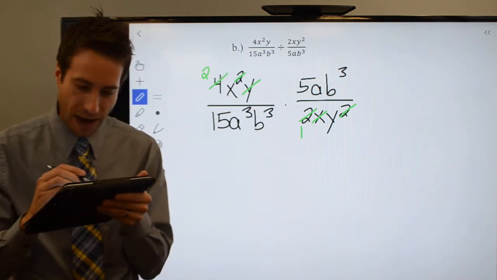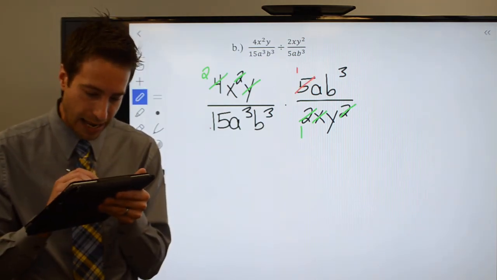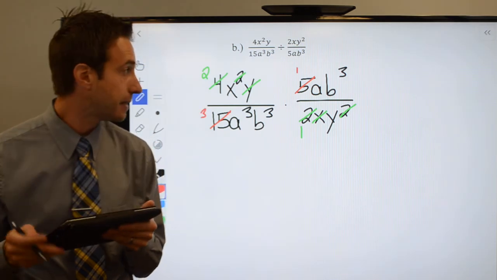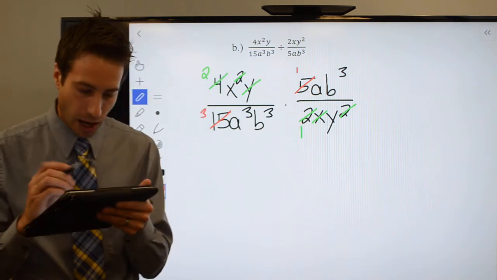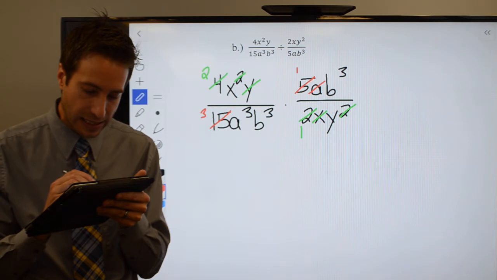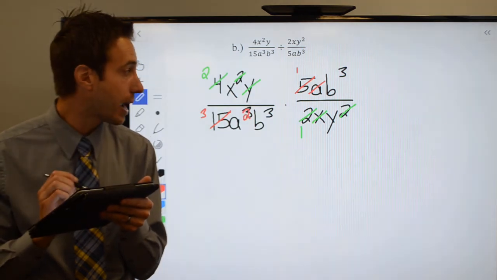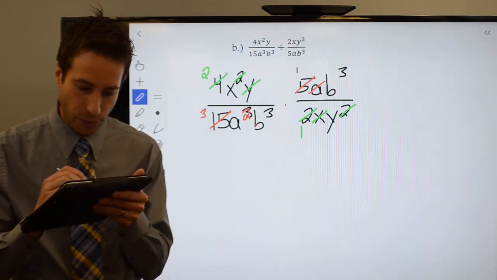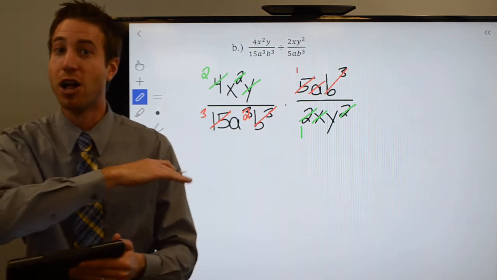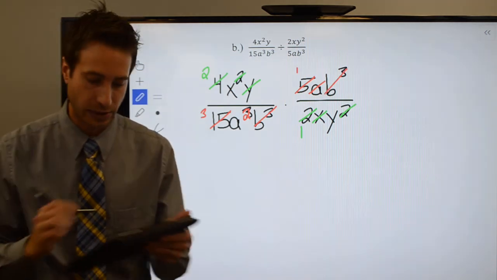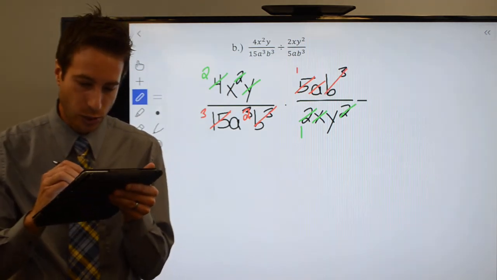15 and 5. Well, the 5 will cancel, leaving me with a 1 and a 3 for that 15. That a in the top will cancel with one of my a's in the bottom, leaving me with an a squared. And look at that, b cubed in the top, b cubed in the bottom. Those just completely cancel each other out, go away. And so here's what I'm left with.